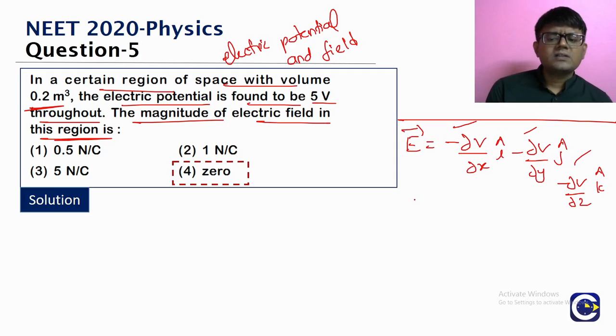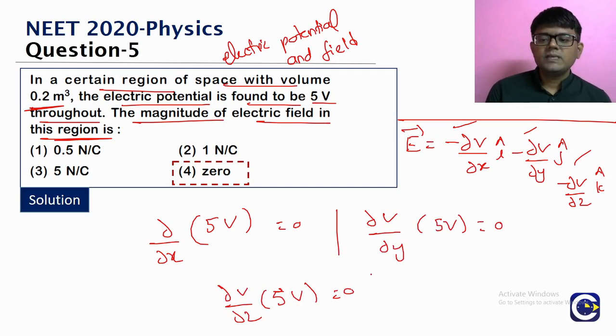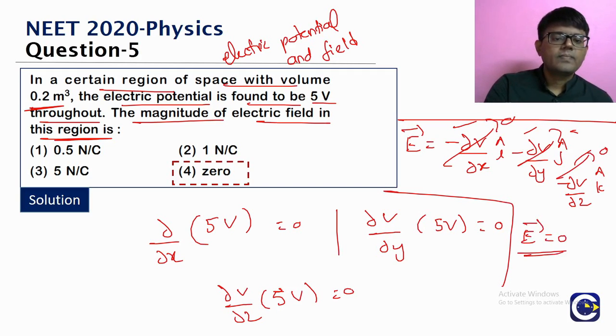So voltage is a constant, right? Voltage is 5 volt, a constant. If you take a derivative with respect to x of a constant, it is 0. What about dou v by dou y? Constant, 0. What about dou v by dou z? Derivative of the constant, 0. Always 0, which means this is 0, this is 0, this is 0. Overall, our electric field vector is going to come as 0. So we can answer the question straight away theoretically.